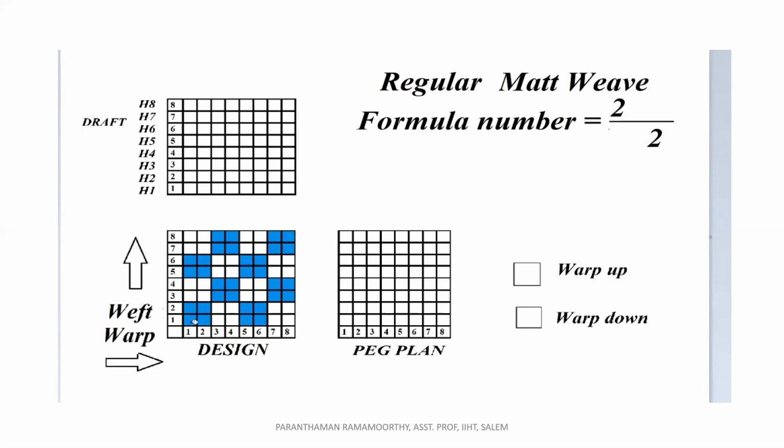Next, drafting arrangement. The first two ends are same lifting, same. So that's why first two ends are drawn through the first heald frame. The third and fourth ends are same. So that two are drawn through the second heald frame.